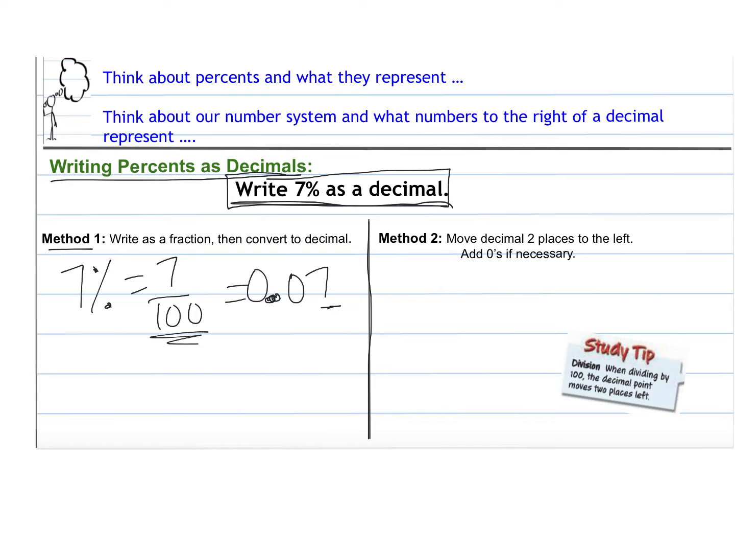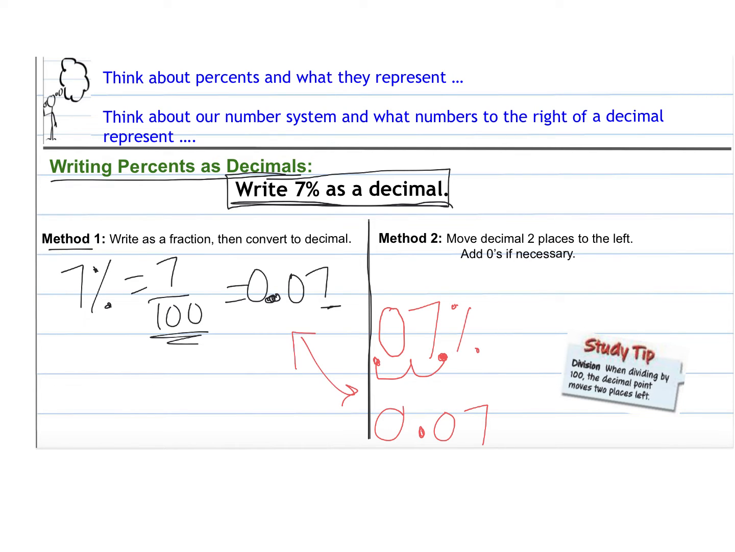Method 2 is a little bit simpler and a little bit quicker. Move the decimal 2 places to the left. So I start at 7%. There's no decimal that is visible to see, but we know that there's an invisible decimal right here because 7 is the same as 7.0. So then I add a decimal, I move it 2 to the left. I have to fill in a 0 right here for that place. And then I add my 0 before my decimal and I get 0.07.